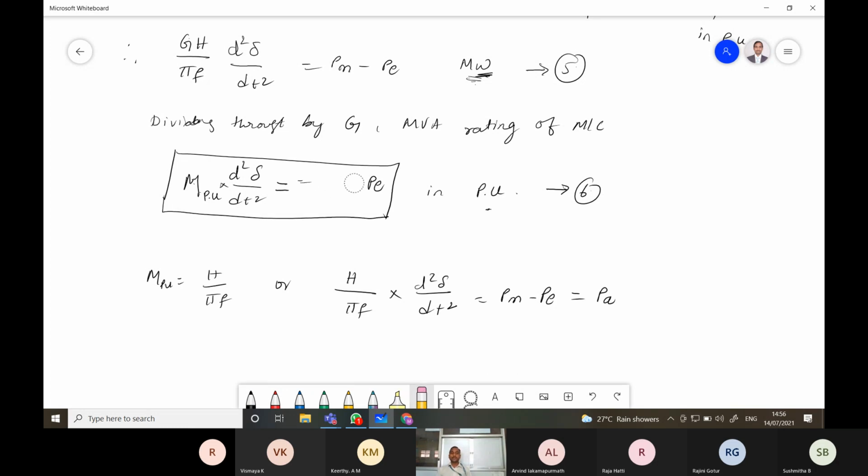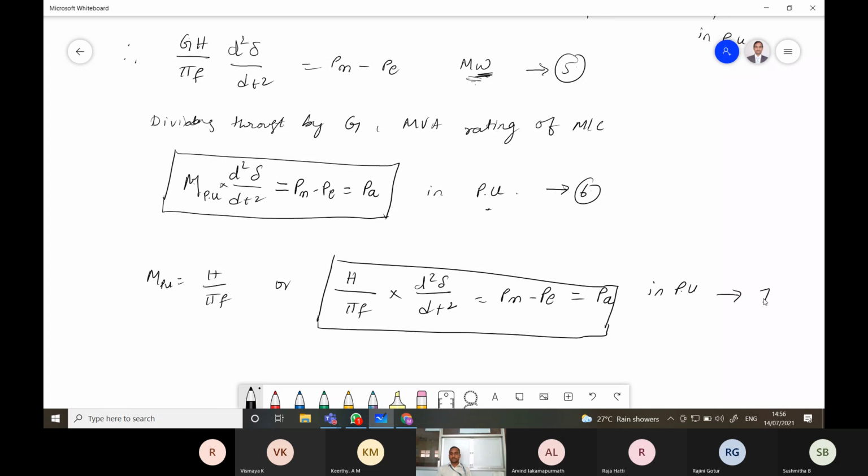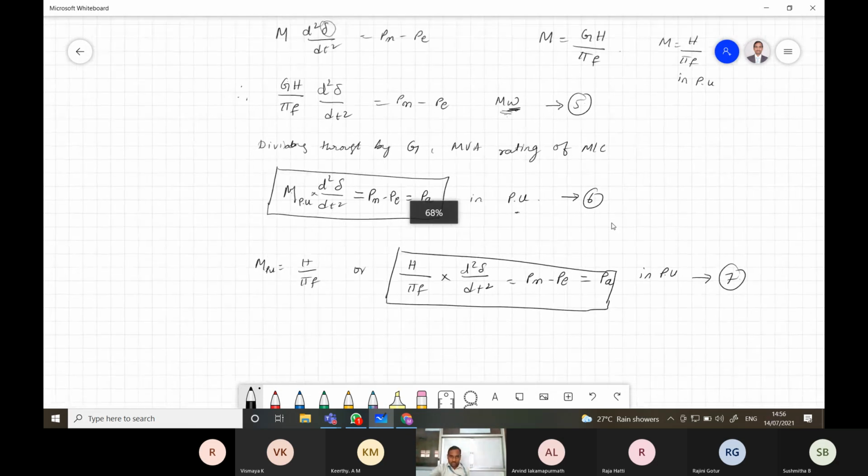Pm minus Pe is equal to Pa, where Pa is called the accelerating power, in terms of per unit. So equation number 6 and 7 give the swing equation. Equations 6 and 7 are called the swing equation. It describes the rotor dynamics for synchronous motion. So from this we can draw the swing curve.